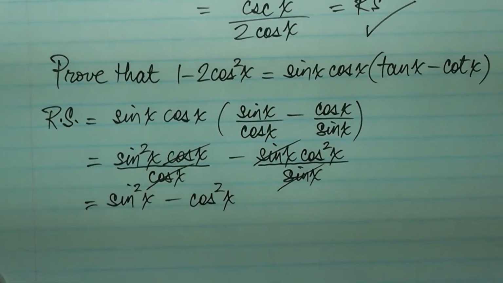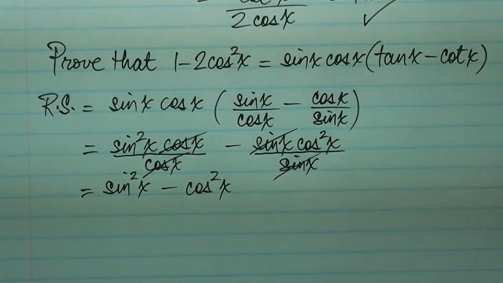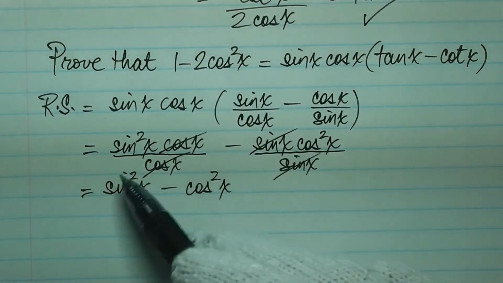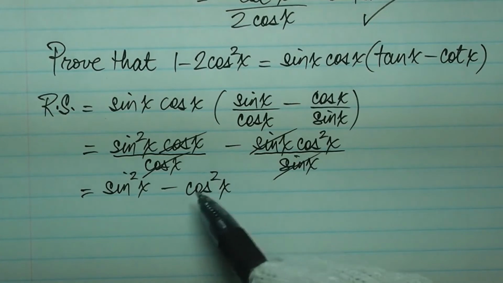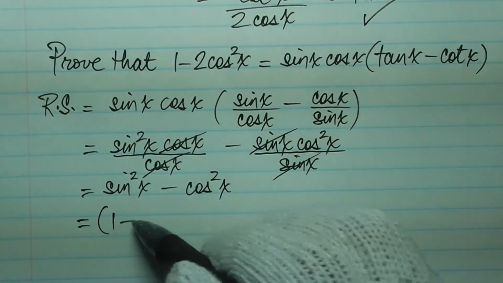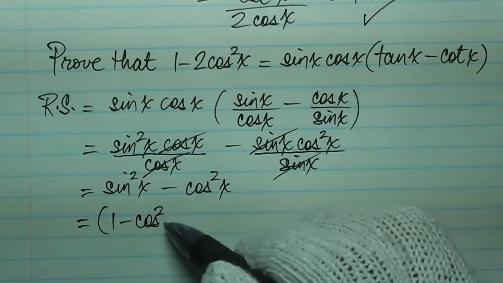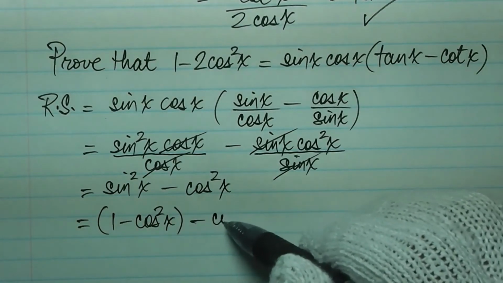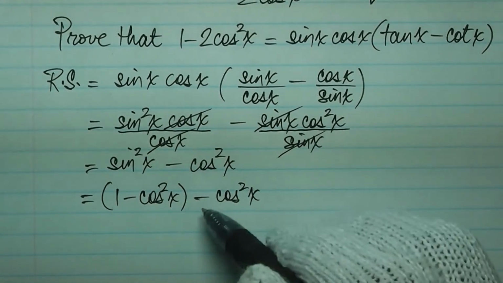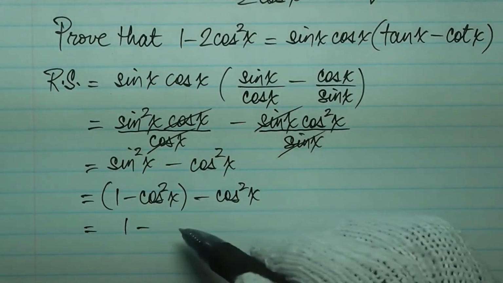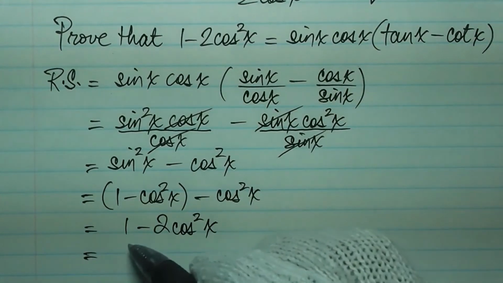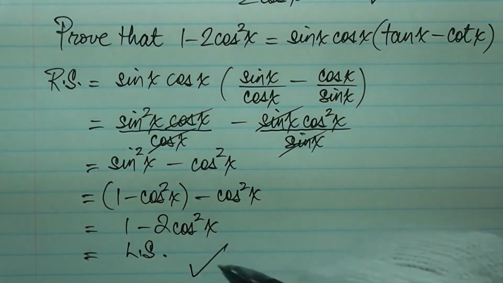Now this is one of those situations where you have to keep an eye on the other side. You want it to look like 1 minus 2 cosine squared x. Somehow the sine squared's got to go away and you need another one of these. So the best thing to do is replace sine squared with 1 minus cosine squared x, minus cosine squared x. And then these two combine to give us 1 minus 2 cosine squared x, which is of course our left side.